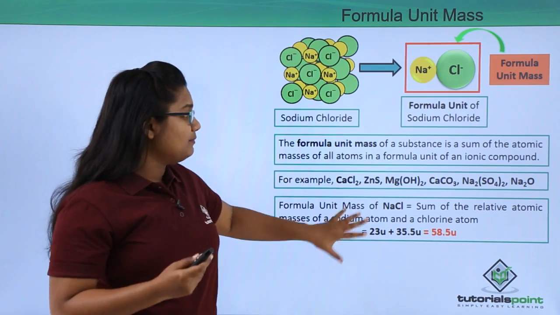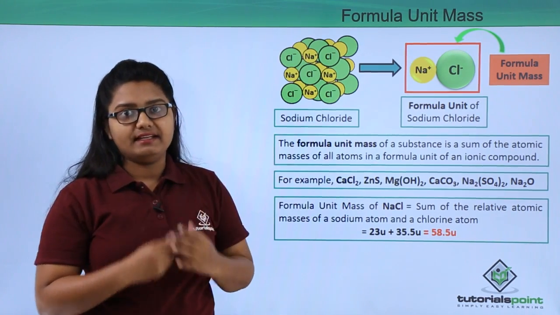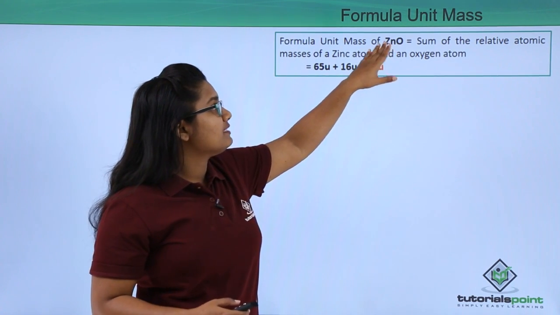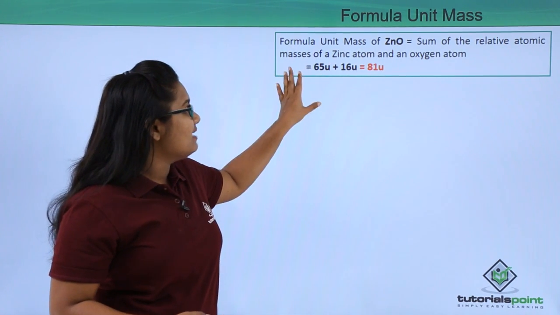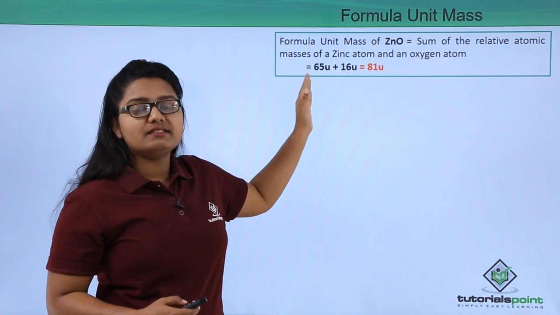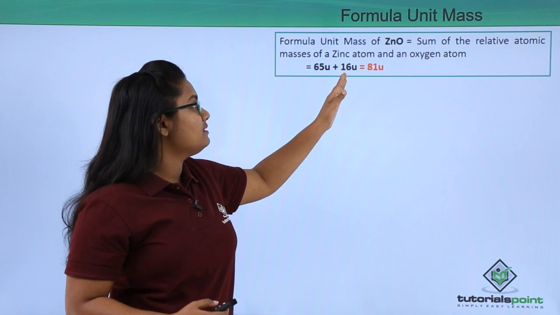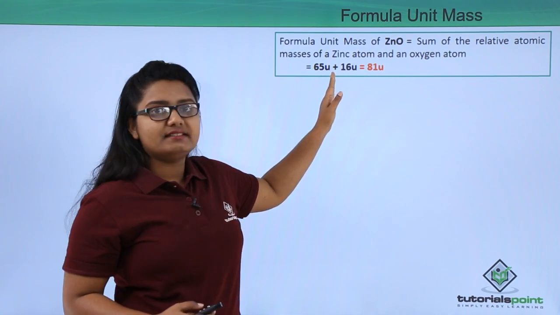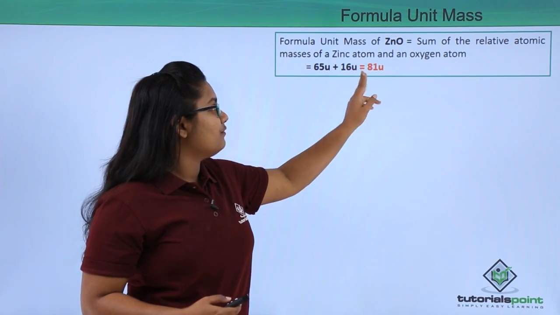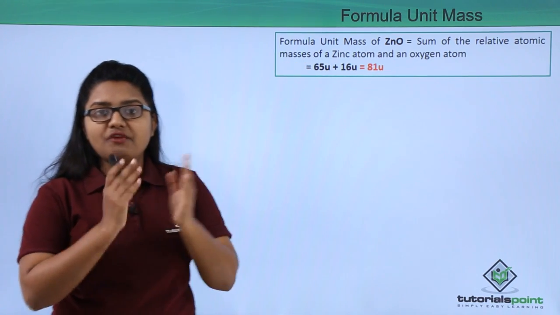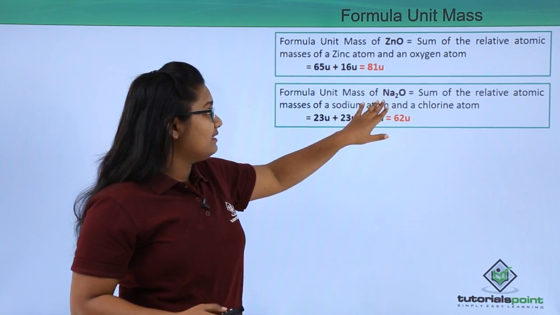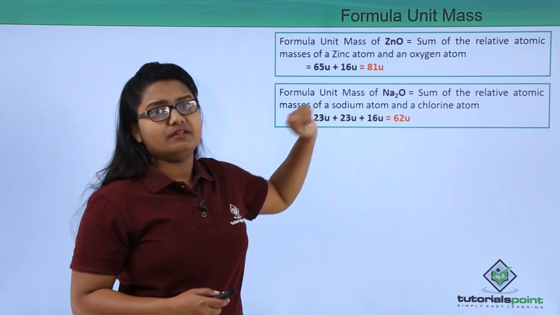Now let's do the same thing for some other compounds. The formula unit mass of zinc oxide is given as this. We just need to sum up the relative atomic masses of zinc and oxygen atoms, that is 65U and 16U respectively, and these two numbers add up to give a mass of 81U, which we call the formula unit mass of zinc oxide. Now let's take another ionic compound, that is sodium oxide.